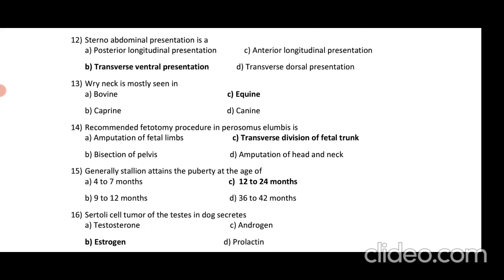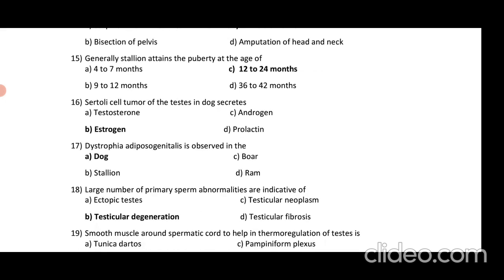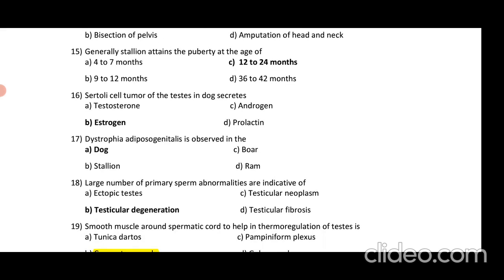Sertoli cell tumor of testes is common in dogs, and there will be increased secretion of estrogen. Dystrophia adiposogenitalis is observed in dogs, and dogs also have another common condition, the Sertoli cell tumor of the testes. So they have increased estrogen levels in those affected dogs. Large number of primary sperm abnormalities are indicative of testicular degeneration. If there is testicular degeneration, then the common abnormality of sperm is primary sperm abnormality.